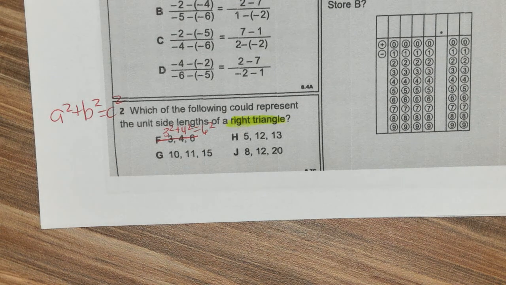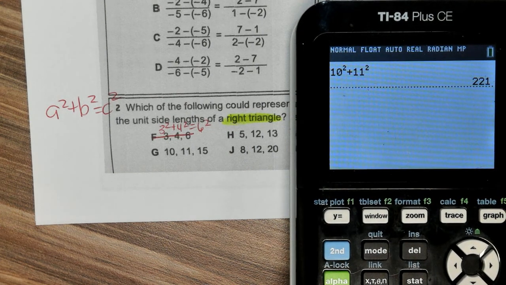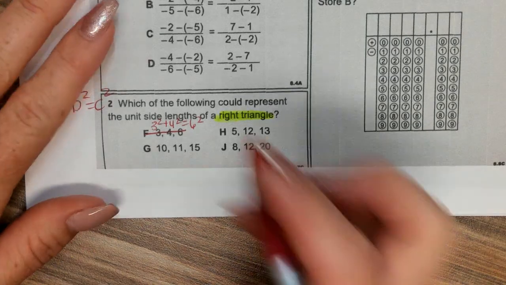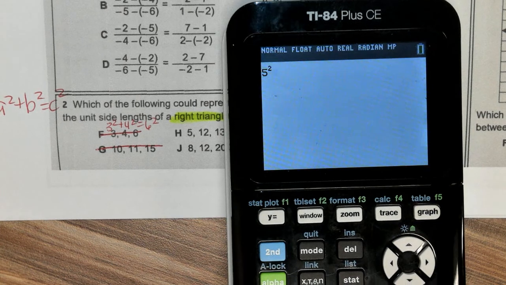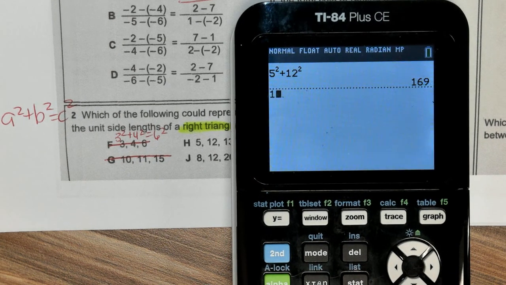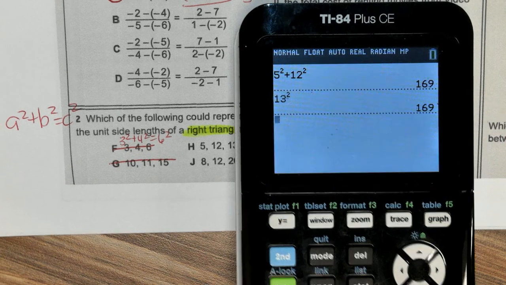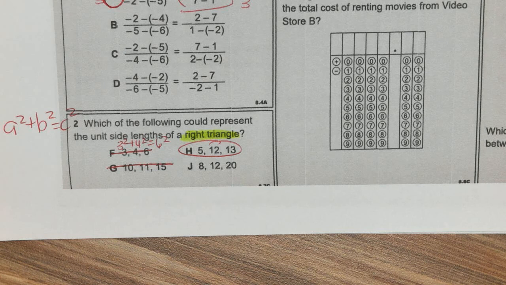Okay, so I'm going to try G. Is 10 squared plus 11 squared equal to 15 squared? Yes or no? Nope. That's not a right triangle. Let's try H. 5 squared plus 12 squared. Is that equal to 13 squared? Yes. So this would make a right triangle. Super, super easy.